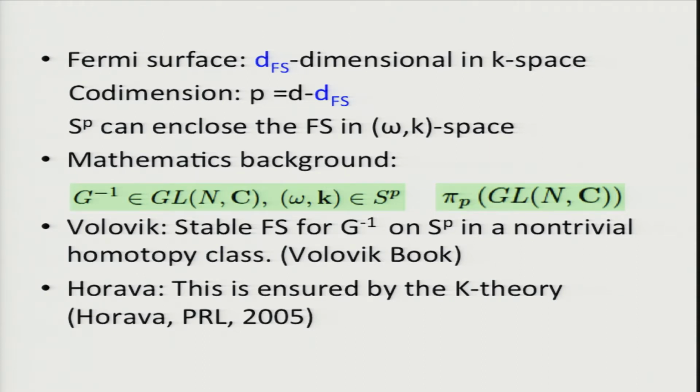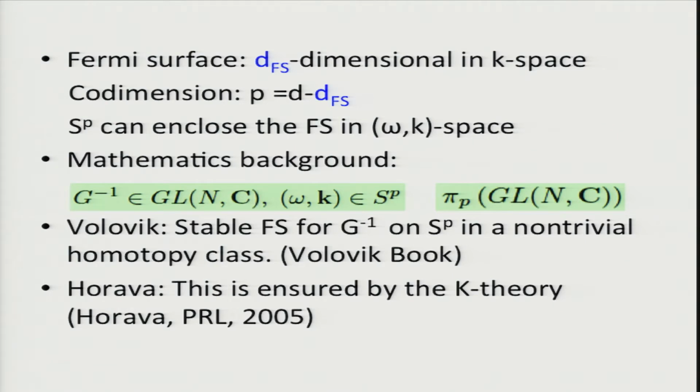But the codimension is different. It's the difference between your momentum space dimension and d_FS. For example, in 3 dimensions, if you have a point like a Fermi point, it's 3. If we have a loop, then the codimension is 2, which plays a key importance. It's a relevant number for the topological properties of the Fermi surface.